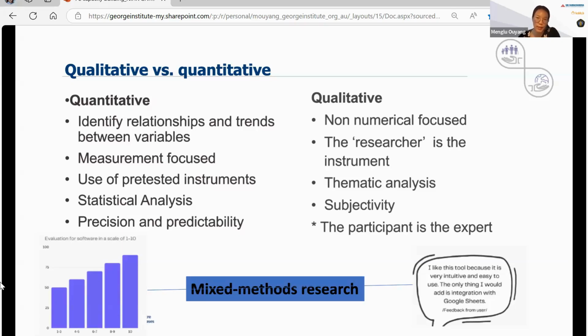However, in process evaluation, we don't stick to only one of the data types. Usually we will use a mixed methods research approach, which means we're going to collect both quantitative and qualitative data to support and help us better understand the implementation of the intervention.